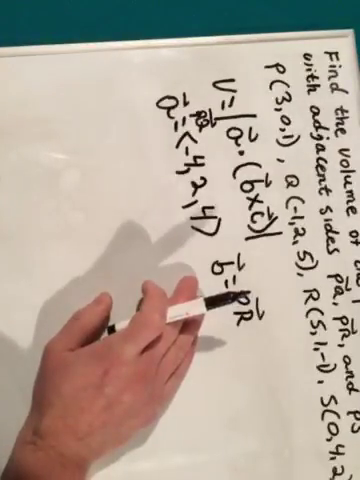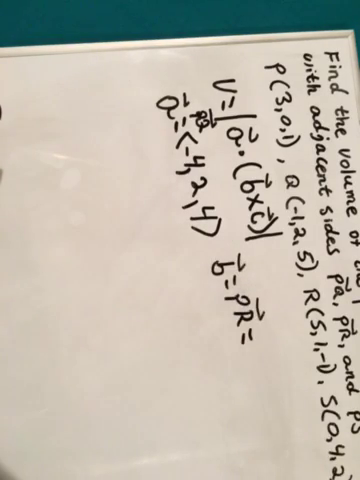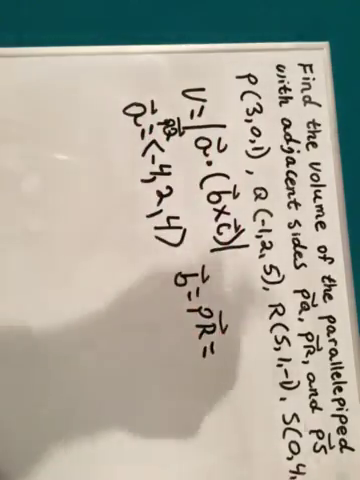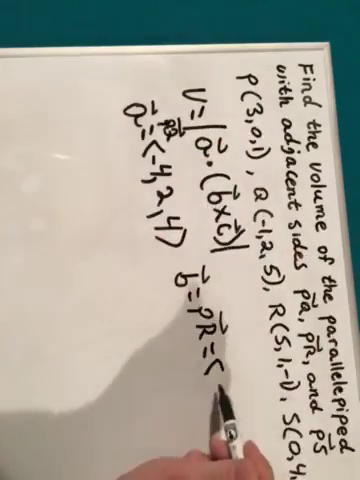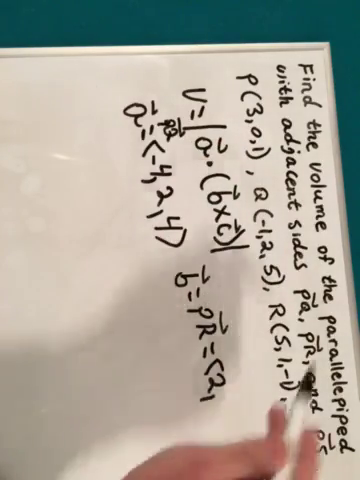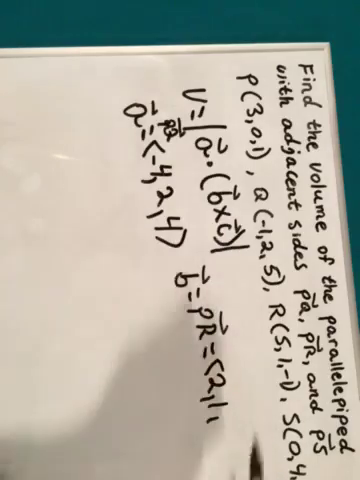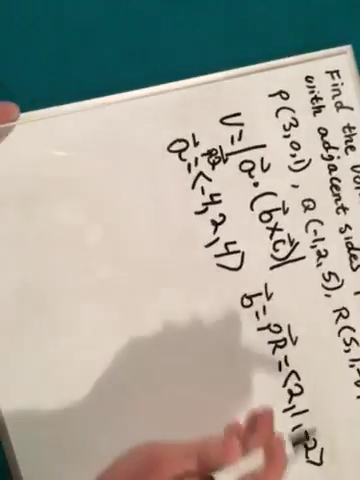How about we let B vector equal PR. So B is PR. PR is just the distance from P to R. So here's P, here's R. Just subtract off your X coordinates. You got 5 minus 3, that's 2. Then 1 minus 0, that's 1. And then -1 minus 1, that's -2. All right? So there's our A vector, our B vector.